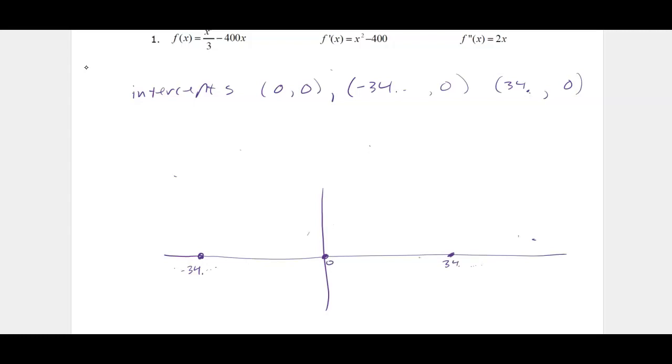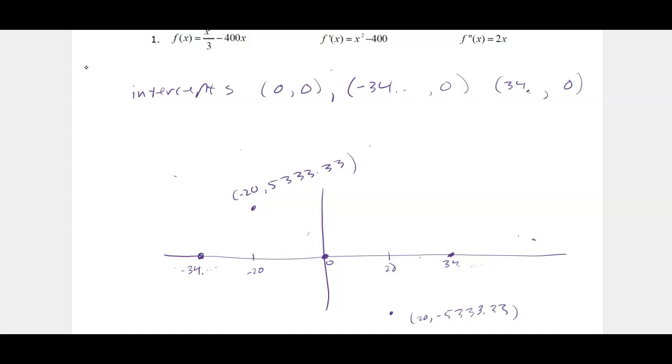Now, another thing I had was local mins and maxes at negative 20 and positive 20. I had the value negative 20, positive 5,333.33. And I had the value positive 20, and I go down about the same amount, negative 5,333.33, to be exact. (0, 0) was an inflection point that's already shown.